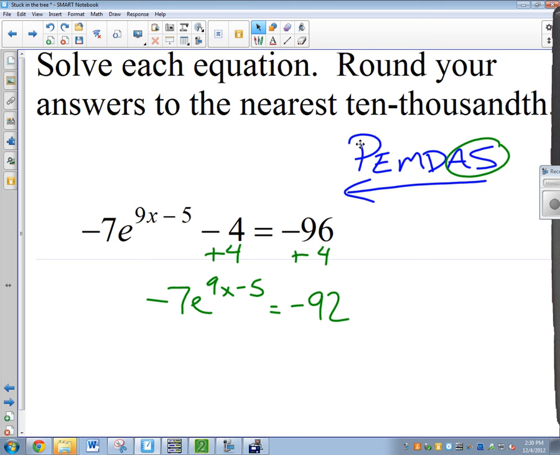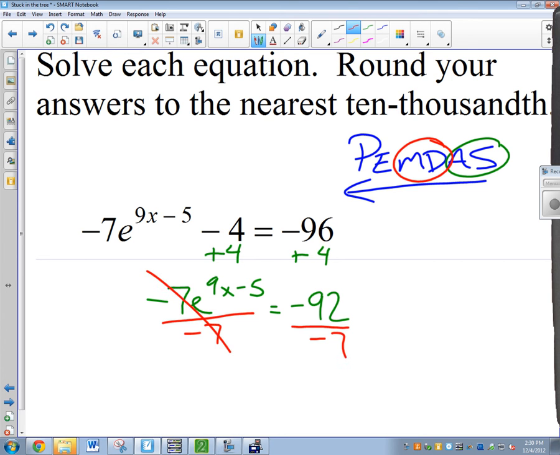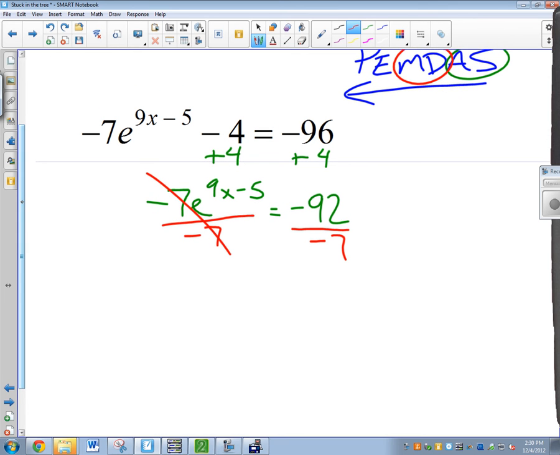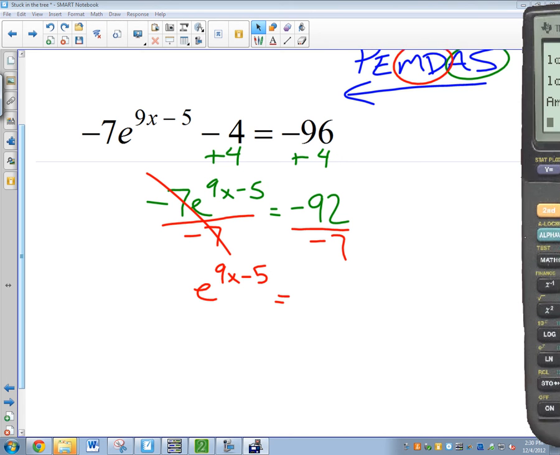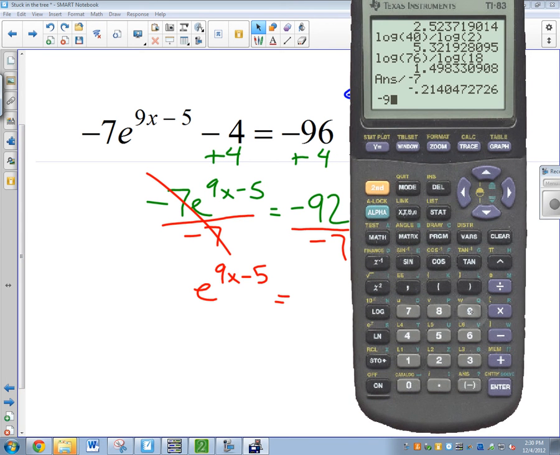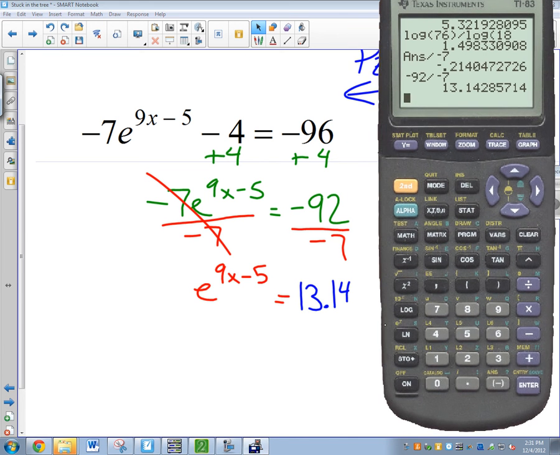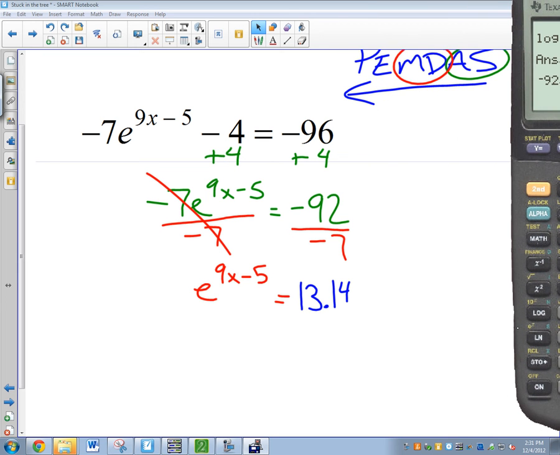Okay, great. I added or subtracted. The next step says, okay, now I'm going to multiply or divide. So in this case, divide both sides by negative 7. Cancel. I'm going to get e to the 9x minus 5 is equal to whatever negative 92 divided by negative 7 is. I get 13.1429, rounded to 2 decimals. So I got to that point there.